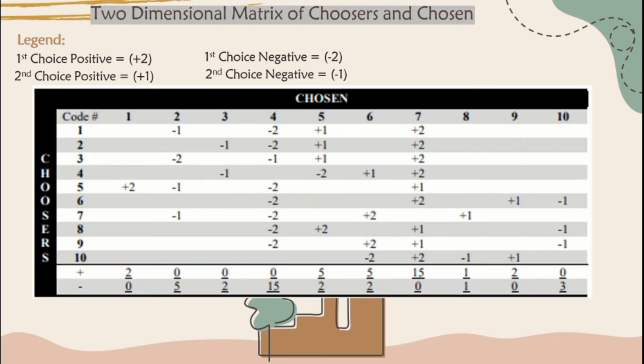So this is the two-dimensional matrix of choosers and chosen. As we can see, the first column on the left is the code numbers of choosers, and the row above is the code numbers of chosen. For chooser number 1, her first choice positive is 7, her second choice positive is 5, her first choice negative is 4, and her second choice negative is 2. The rest, choosers 2 to 10, follow the same process as chooser number 1. Just pause the video and study the matrix.